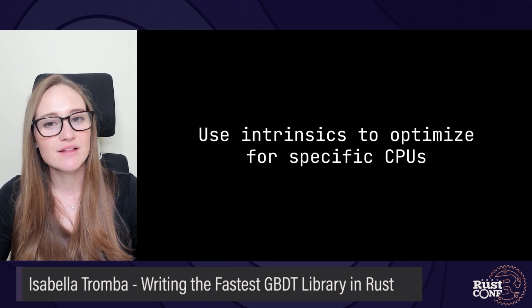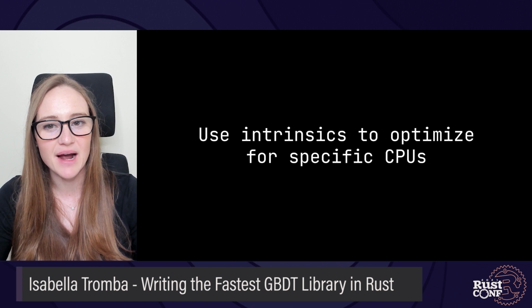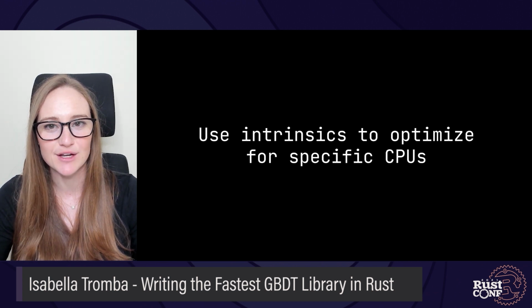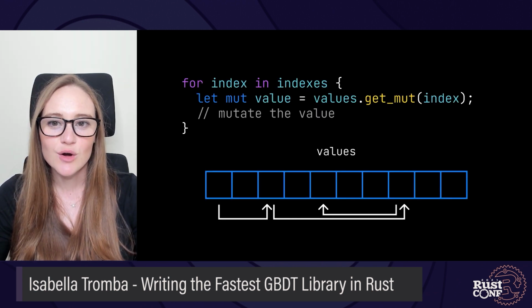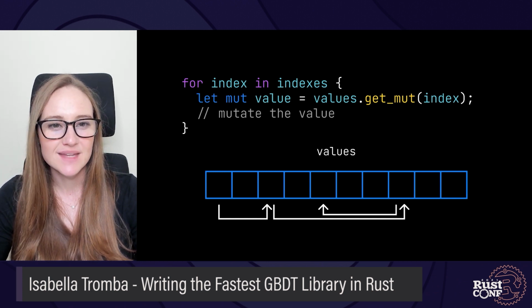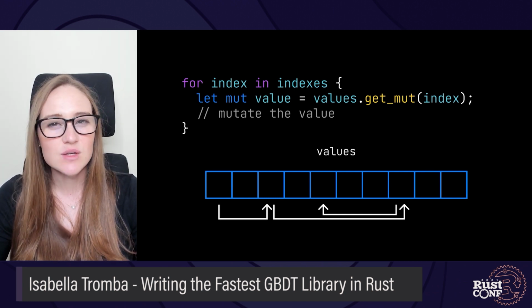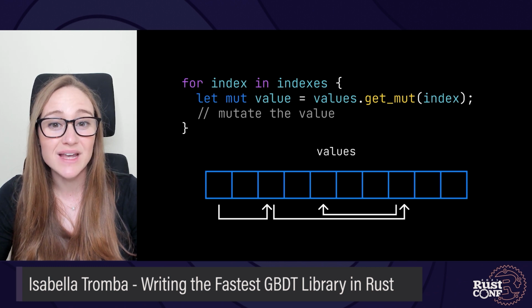Next, we used compiler intrinsics to optimize for specific CPUs. Intrinsics are special functions that hint to the compiler to generate specific assembly code. Remember how we noticed that this code results in accessing the values array out of order? This is really bad for cache performance because CPUs assume you're going to access memory in order. If a value isn't in cache, the CPU has to wait until it's loaded from main memory, making your program slower.